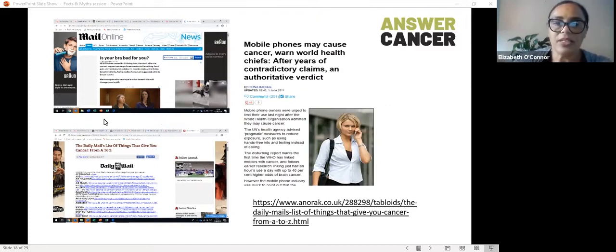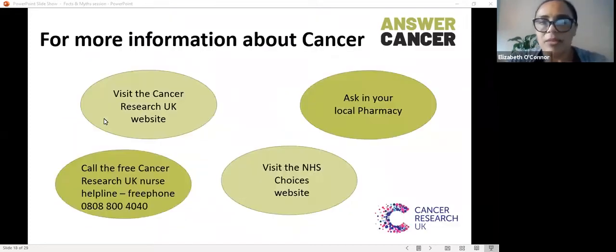So we're just moving on. These are just a few examples of places you can go to get some reliable information. So if anybody tells you something about cancer, you can check these places out before you pass on that information, because it may be a myth that you're passing on.